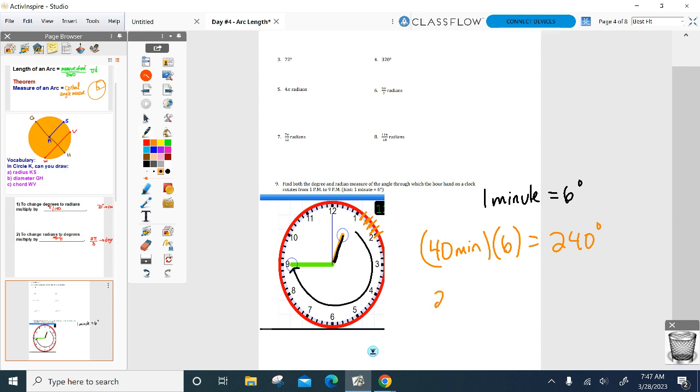Now I convert. 240 times, we just wrote it on the previous slide, pi over 180. That's what I multiply degrees by to get to radians. I leave the pi in my answer, and I go to my calculator and do 240 over 180 to get that reduced on my calculator. And what that reduced down to, everyone? 4/3. So 4 pi over 3 radians. Okay, so I just got to find out how many minutes I'm going and multiply that by 6.